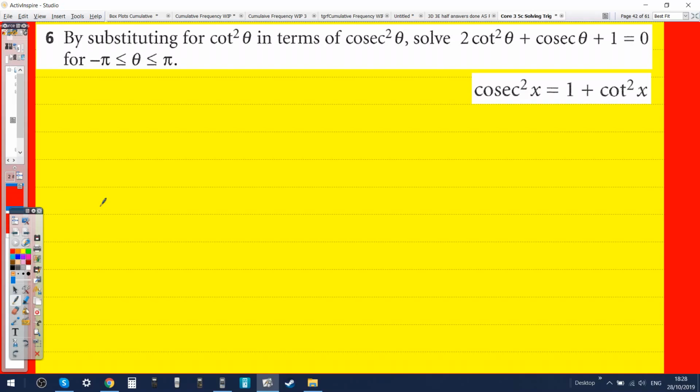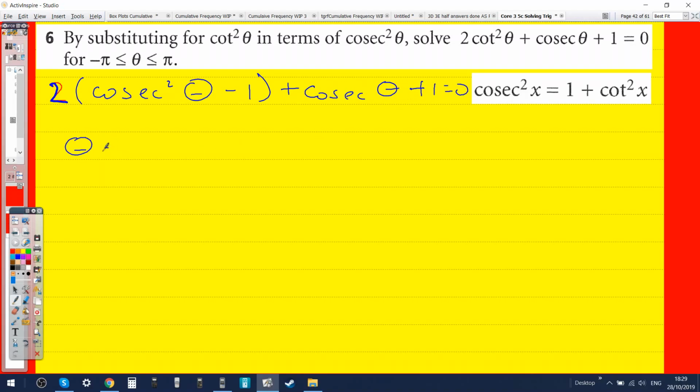So we want it in terms of cosec, so it's 2 cosec squared theta minus 1, plus cosec theta plus 1 equals 0. And you solve the quadratic equation. Yeah, quadratic. Okay. And it's 0 and minus 0.5. So that's cosec theta equals 0 or minus 0.5.